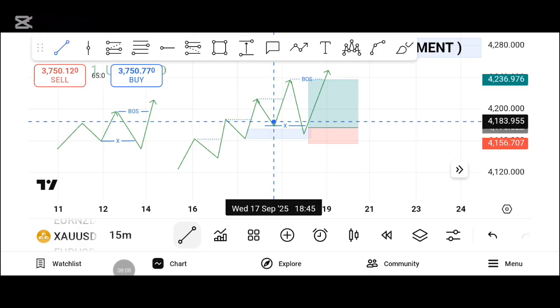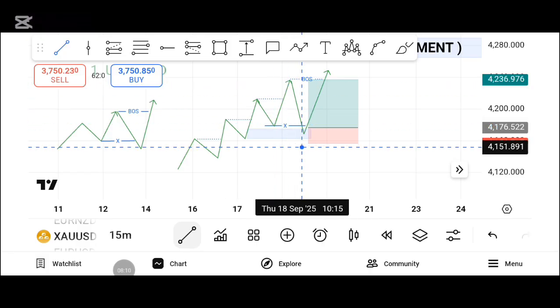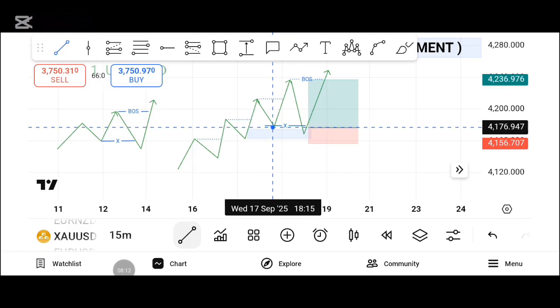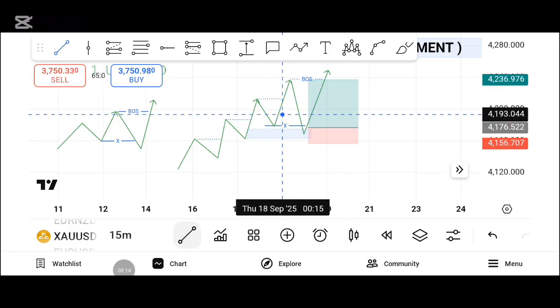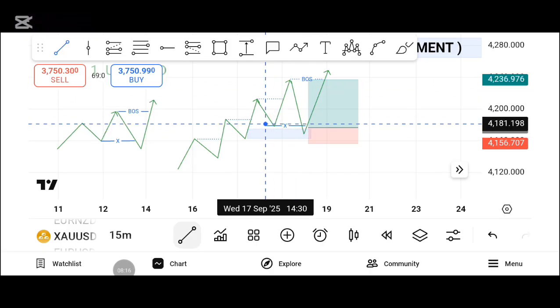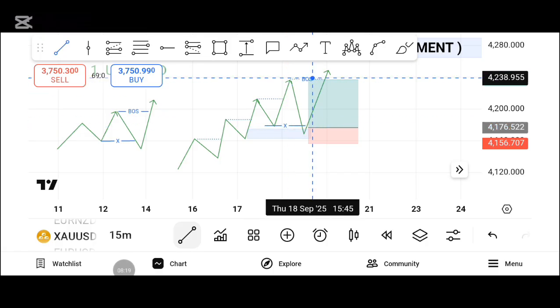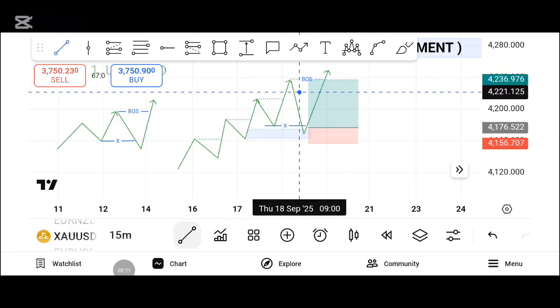Then we can say that price retraced back here and took out this low. This is our last low. Price came back, took our last low and gave us a valid break of structure.